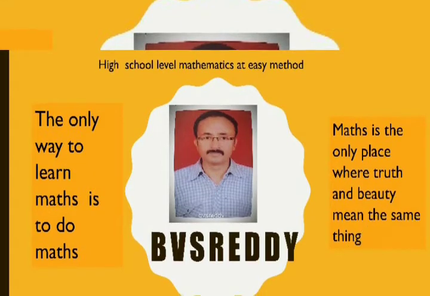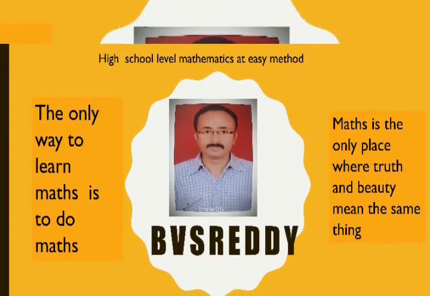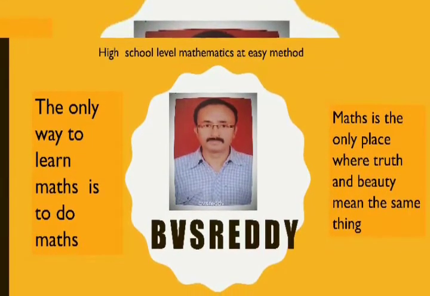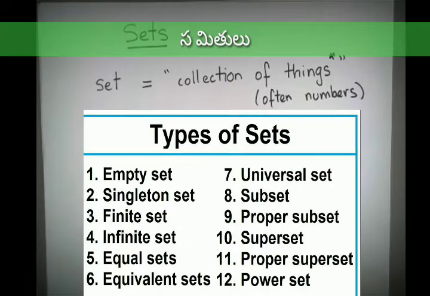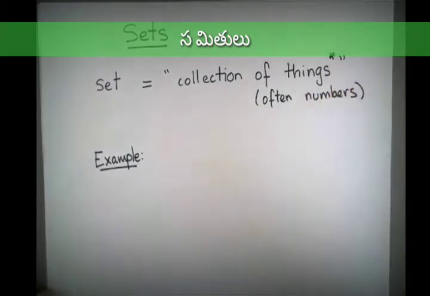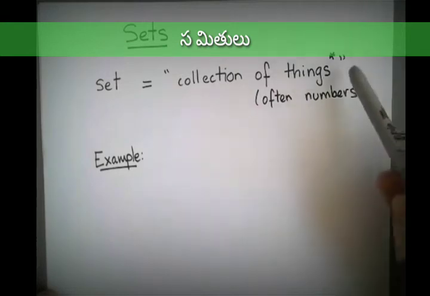We learn the chapter sets. Sets is an important and easy chapter. Here we know what is meant by a set. A set is nothing but a collection of things, often numbers also. So types of sets are also listed here.